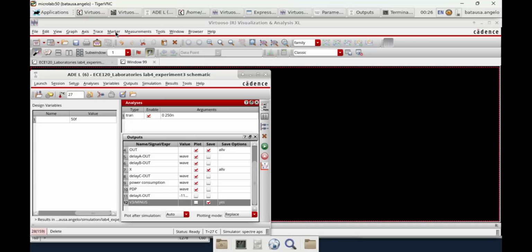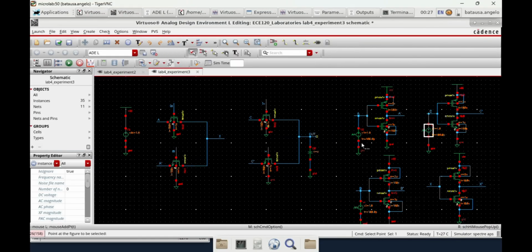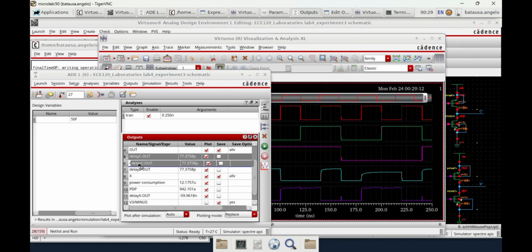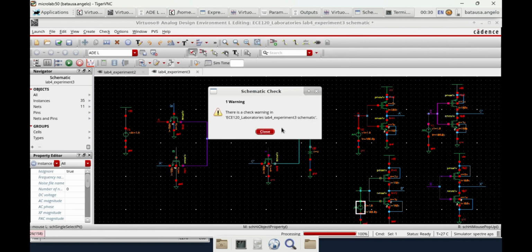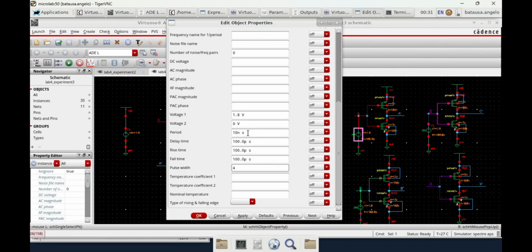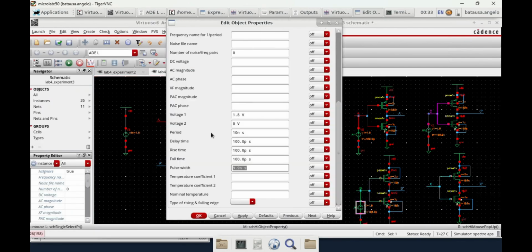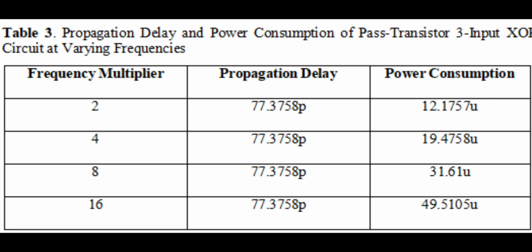The student is now performing the effect of frequency scaling. The inputs were modified to operate at 2 times, 4 times, 8 times, and 16 times the original frequency while maintaining a fixed load capacitance of 0.05 picofarad. Here is the summarized table of propagation delay and power consumption of the pass transistor 3-input circuit at varying frequencies.